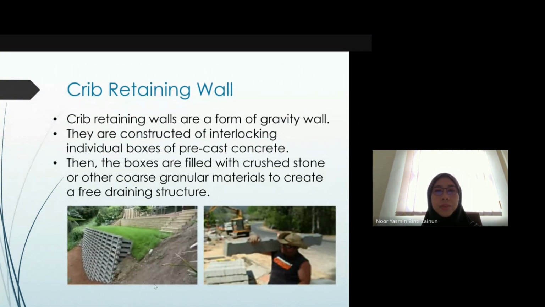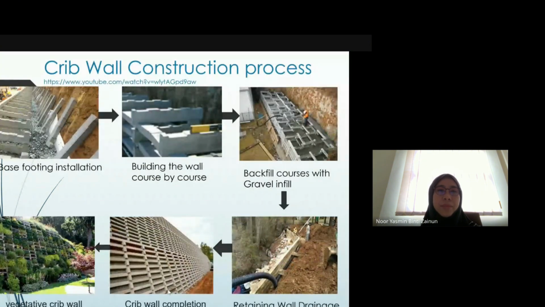This is a crib retaining wall. They are a form of gravity wall also. They are constructed of interlocking individual boxes of precast concrete. These are the boxes. Then the boxes are filled with crushed stone or other coarse granular materials to create a free draining structure. So this is an example of the process.